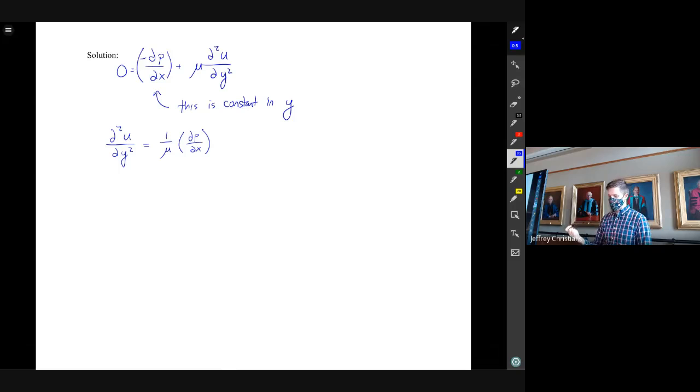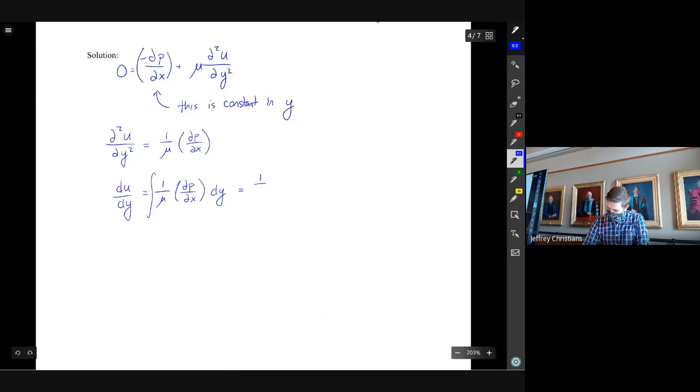Now, if we want to solve for the velocity profile, we have to solve this differential equation. So we have to integrate 2 times. That would give us du/dy equals 1 over mu partial p partial x dy. And if we integrate that, that is 1 over mu dp/dx times y plus an unknown constant.